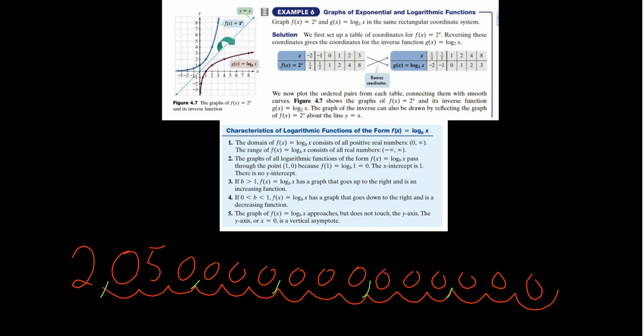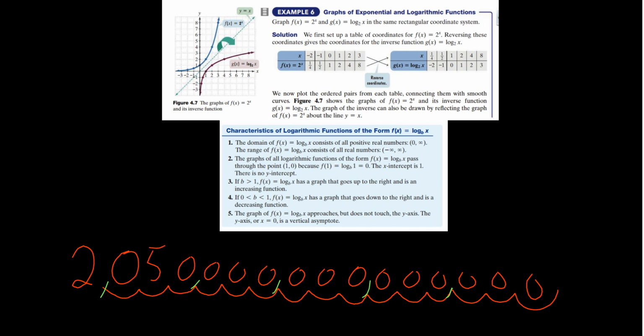All right, so the graphs of all logarithmic functions pass through the point (1, 0), right? It's pretty cool. Which again, conveniently, is the mirror of (0, 1). What else? All right, so that's the x-intercept. There are no y-intercepts, right? We don't cross the y-axis.